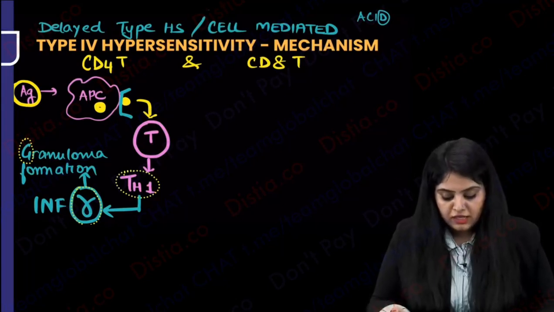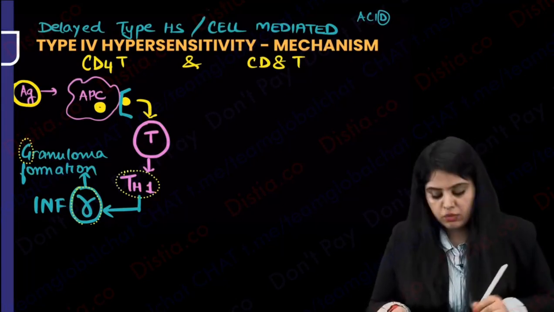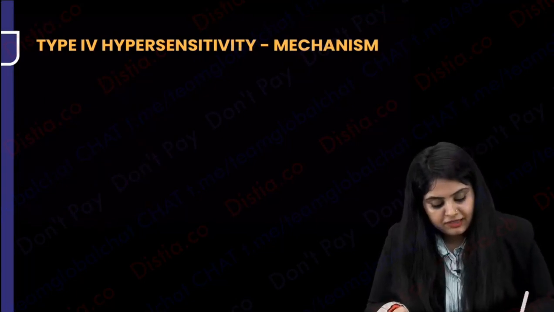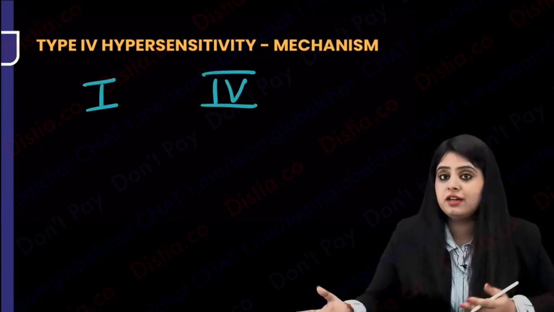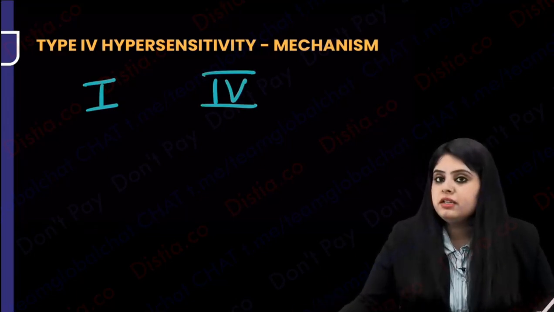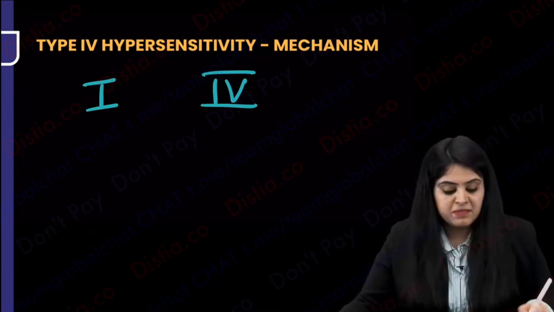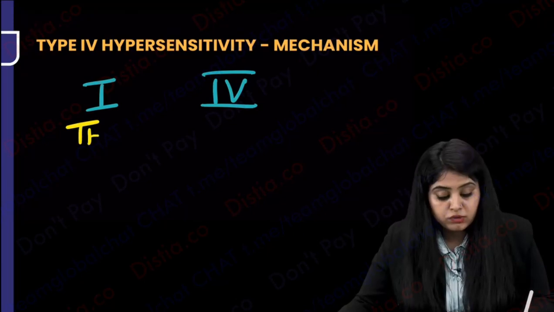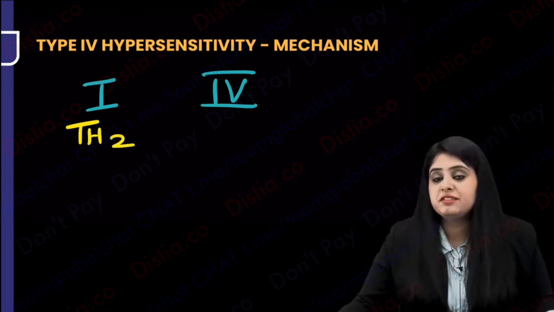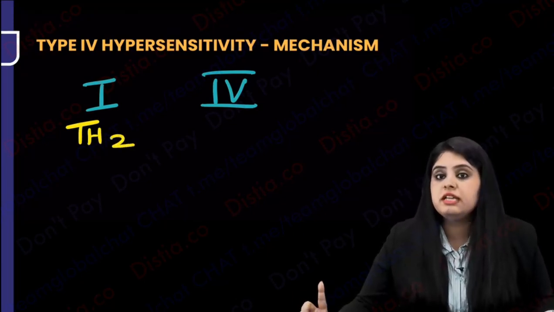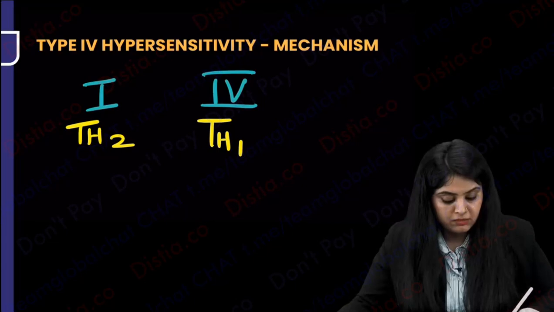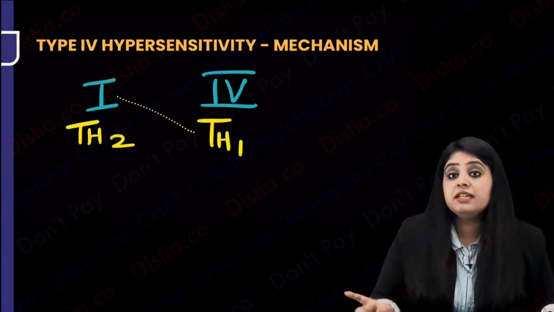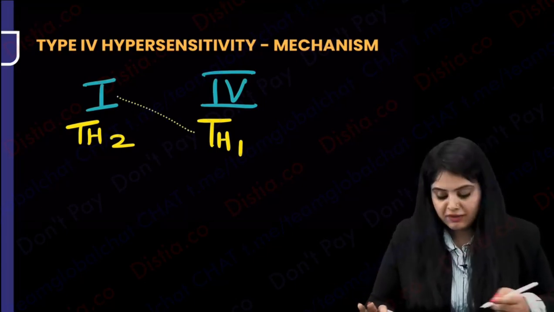TH1 releases it. So can I simply put out a question over here: if I have to differentiate type 1 and 4, the first and last, where was TH1 being used? In type 1, TH1 was not being used. In type 1 hypersensitivity, it was TH2, and in type 4 hypersensitivity it is TH1. So keep these ones and ones away. One doesn't use one. That is your final thing that you have to know.